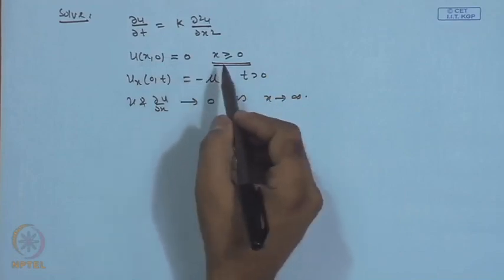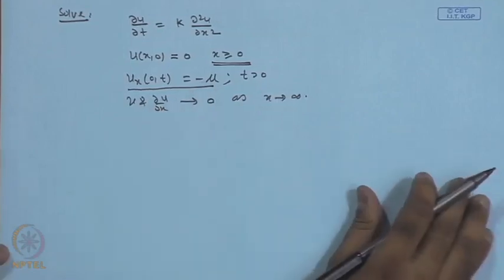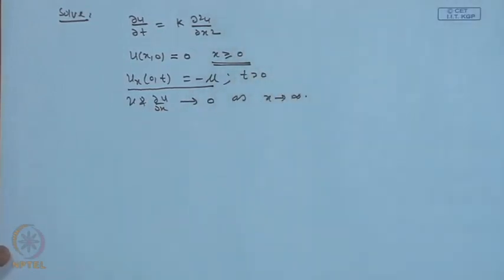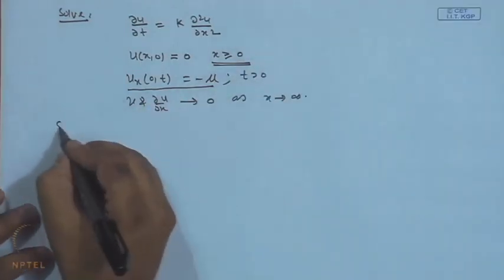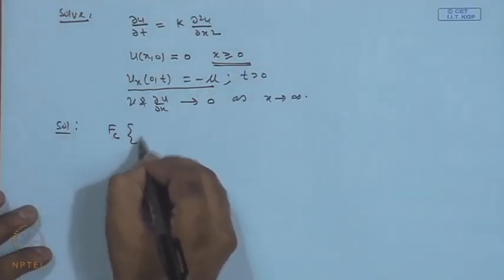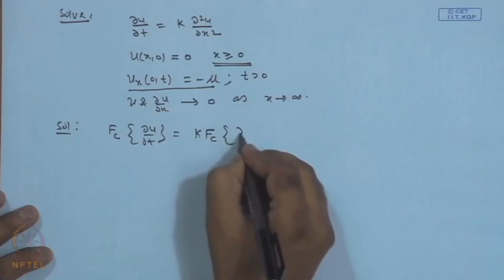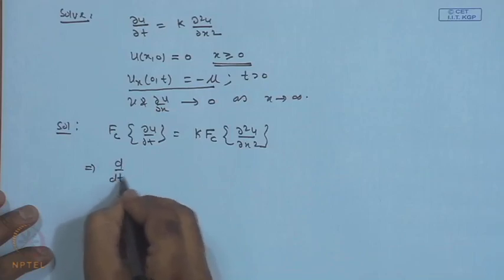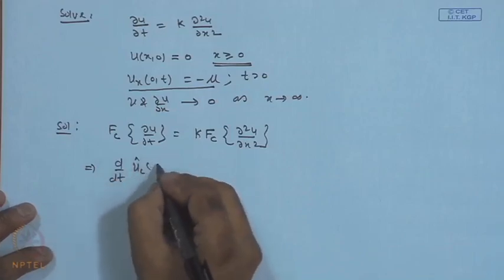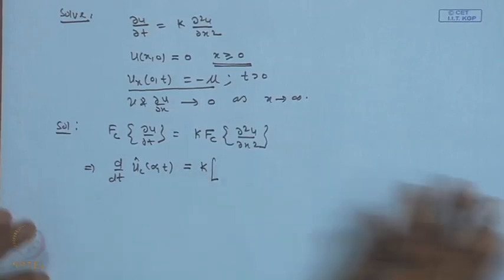So, we have the possibility to apply the Fourier cosine or Fourier sine transform, but this u x is given. So, we can apply only the Fourier cosine transform, because we have this first derivative information there. So, taking this Fourier cosine transform of del u over del t and k times the Fourier cosine transform of del 2 u over del x square, what we get here is d over dt of u cosine, we denote it by u hat c of alpha, t, and we have this k, and now the Fourier cosine of this.